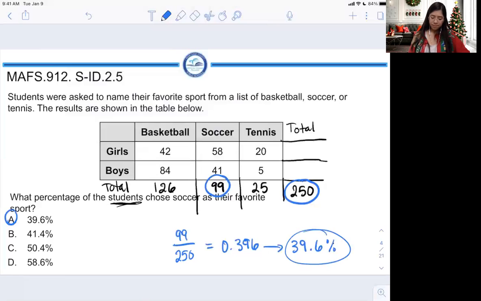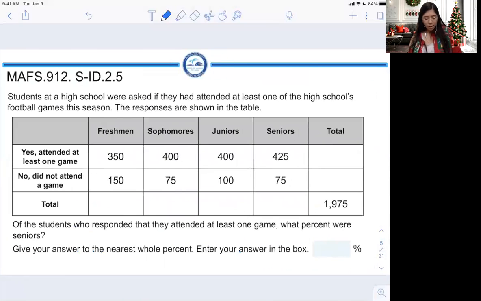All right, next one. Sometimes you're going to have to fill it in, so let's read carefully. Students at a high school, actually, who wants to read? Tyrone. Sure, go ahead. Students at a high school were asked if they had attended at least one of the high school's football games this season. The responses are shown in the table. Of the students who responded that they attended at least one game, what percent were seniors?